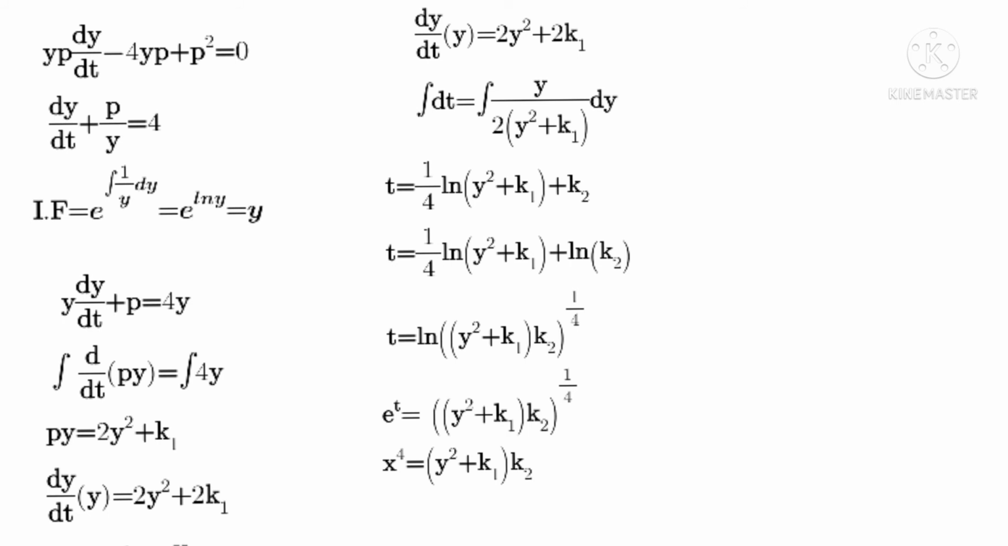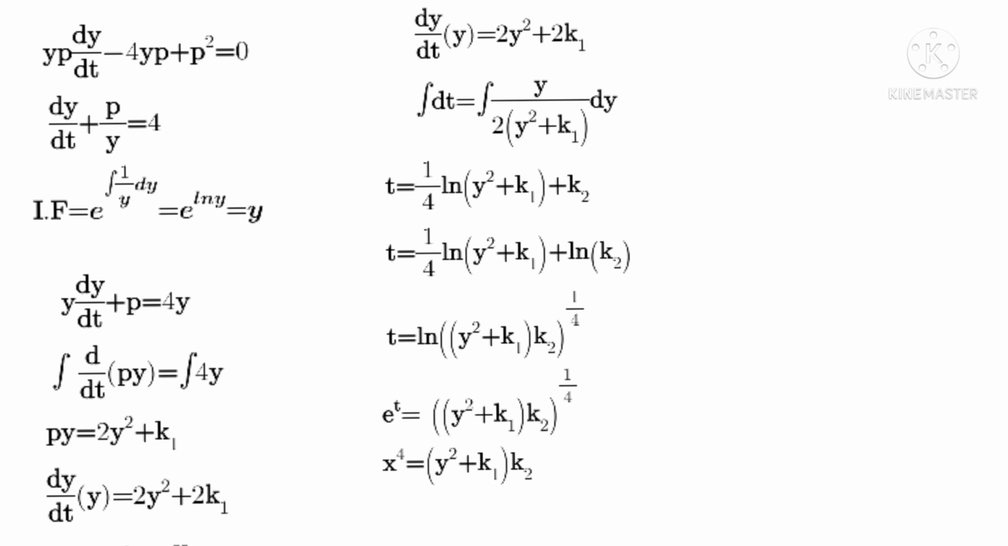But don't forget, what's our p? Our p is given as dy/dt. Then we have dy/dt times y equals 2y squared plus 2k1. Then we use variable separable to separate the variables. Then we have the integral of dt. Then when we integrate the right hand side, we have t to be 1 over 4 ln of y squared plus k1, plus k2, because we are having another constant.